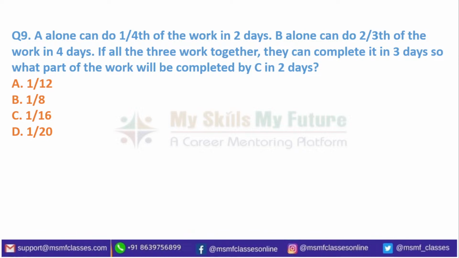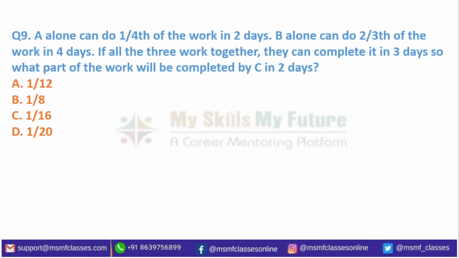A alone can do 1/4 of the work in 2 days. B alone can do 2/3 of the work in 4 days. If all 3 work together, they can complete the work in 3 days. So what part of the work will be completed by C in 12 days?